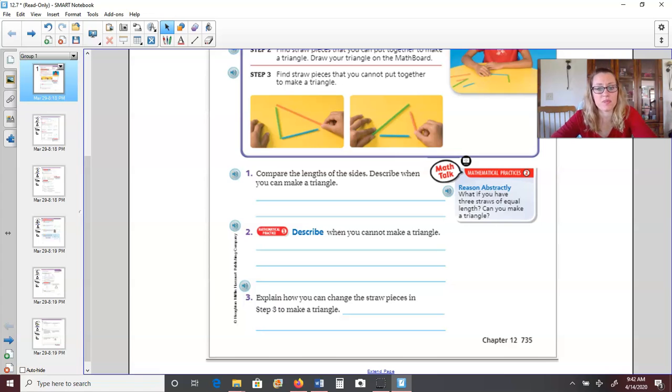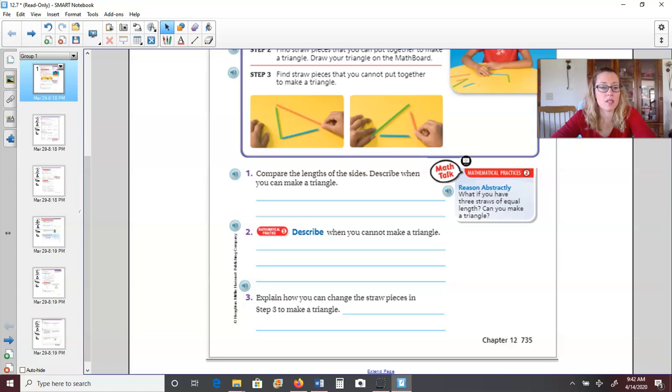And so it wanted you to compare the lengths of the sides and describe when you can make a triangle, and then to describe when you cannot make a triangle. And then on number 3, how can you change the straw pieces to make a triangle?